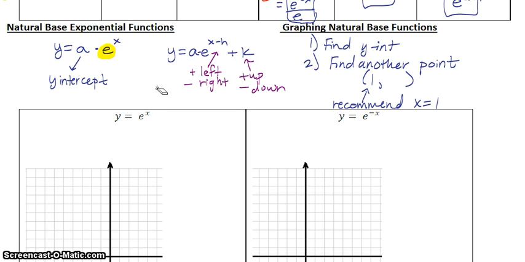The thing that determines if it's growth or decay is the variable. So if the variable is positive, it is growth. And if the variable is negative, it's going to be decay.